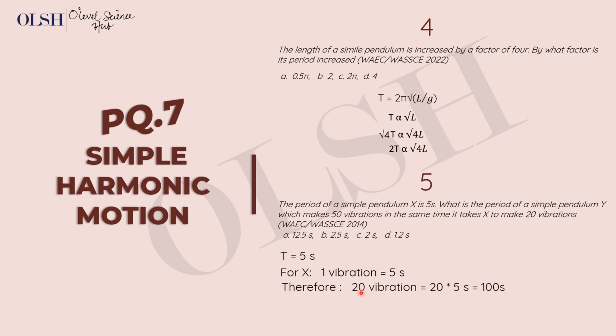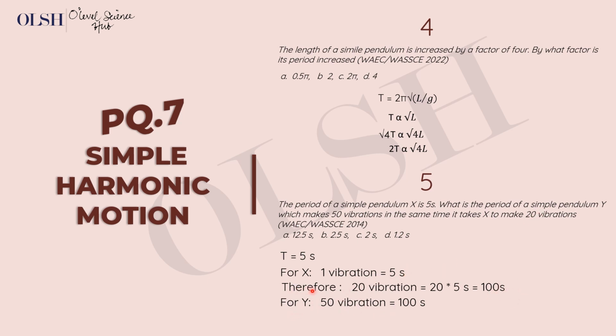So pendulum X makes 20 vibrations in 100 seconds. Of course, we can get that by multiplying 20 by 5. If 1 vibration is 5 seconds, 20 vibrations is 20 times 5, which is 100 seconds. This also means that pendulum Y makes 50 vibrations in 100 seconds, because the question makes us understand that pendulum Y makes 50 vibrations in the same time that it takes X to make 20 vibrations.